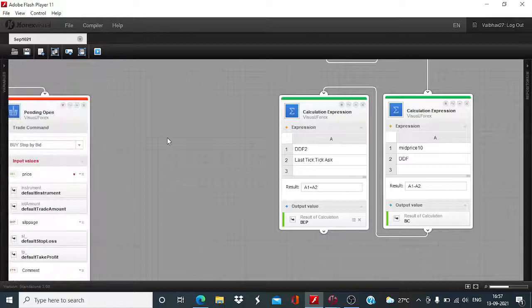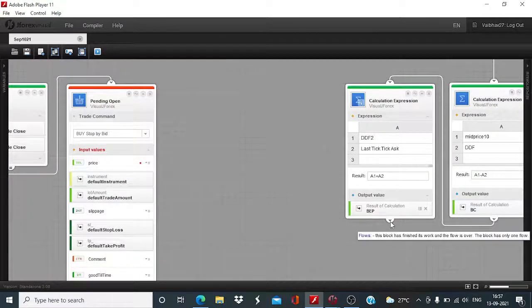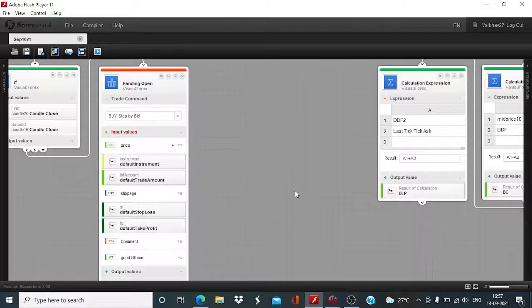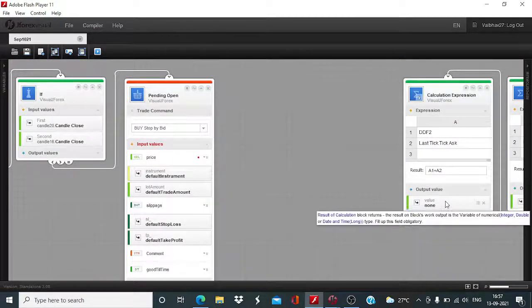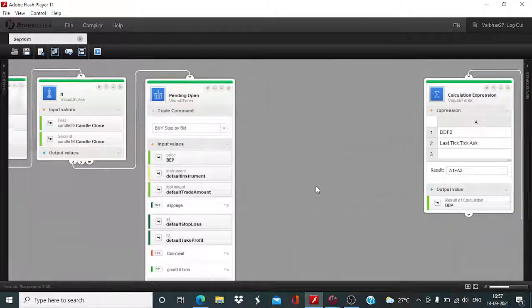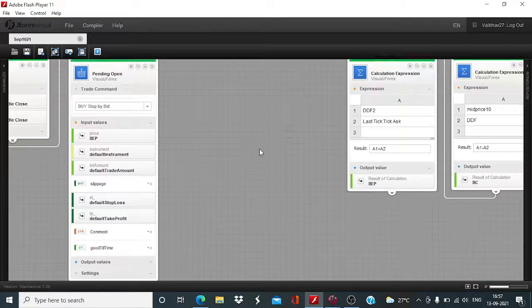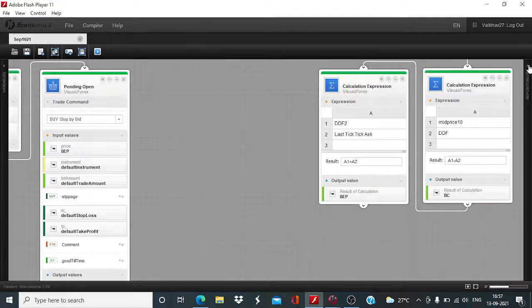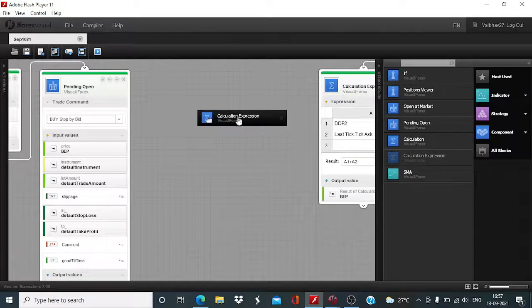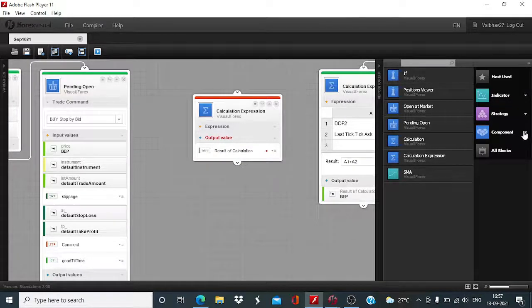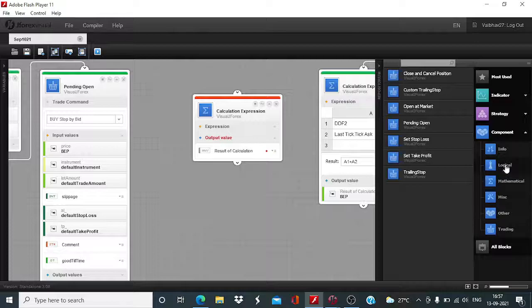Okay. It will remain unconnected for the time being. Okay. I will bring in multiple action, but prior to that we are also going to need a further calculation expression block for defining the order validity. So I will add one more calculation block, and after that let us take logical block multiple action.